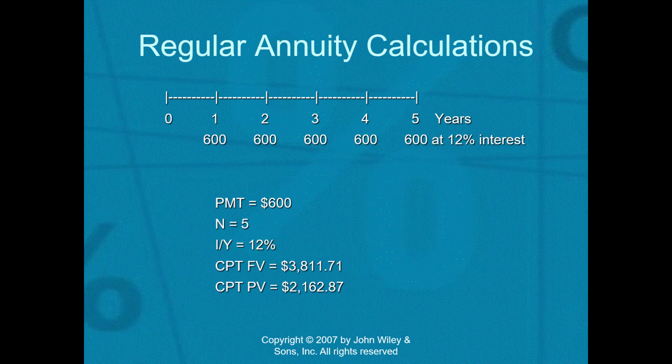So in the regular annuity calculations, which are paid at the end of the year, if we are paying $600 a year for 5 years at 12% interest, at the end of 5 years it would be worth $3,811.71. If we are receiving that $600 payment each year for 5 years at 12% interest, we would have to pay $2,162.87 for the right to receive that. So that's what an annuity does for us.